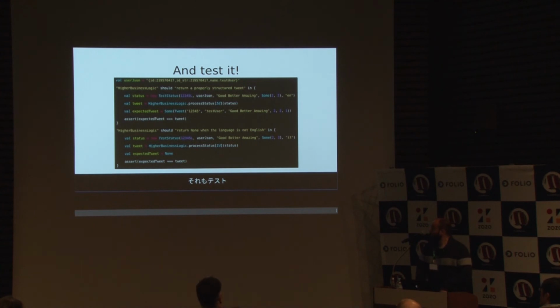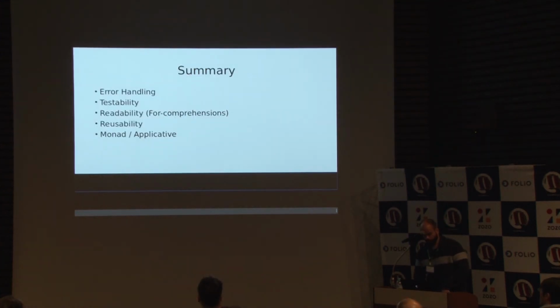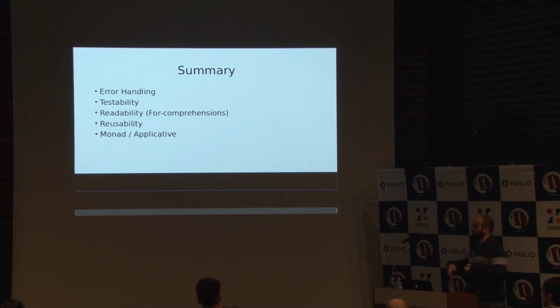So now, as a summary, this is what we've seen today. We've seen error handling, so that means please don't go throwing exceptions all the time. Don't use null, use some of the types we've seen. We've seen how to increase the testability of our code by separating the business logic. We've seen how to increase the readability with for comprehensions. It is quite nice when you start seeing a number of steps in your code and it's easy to understand what it's doing.